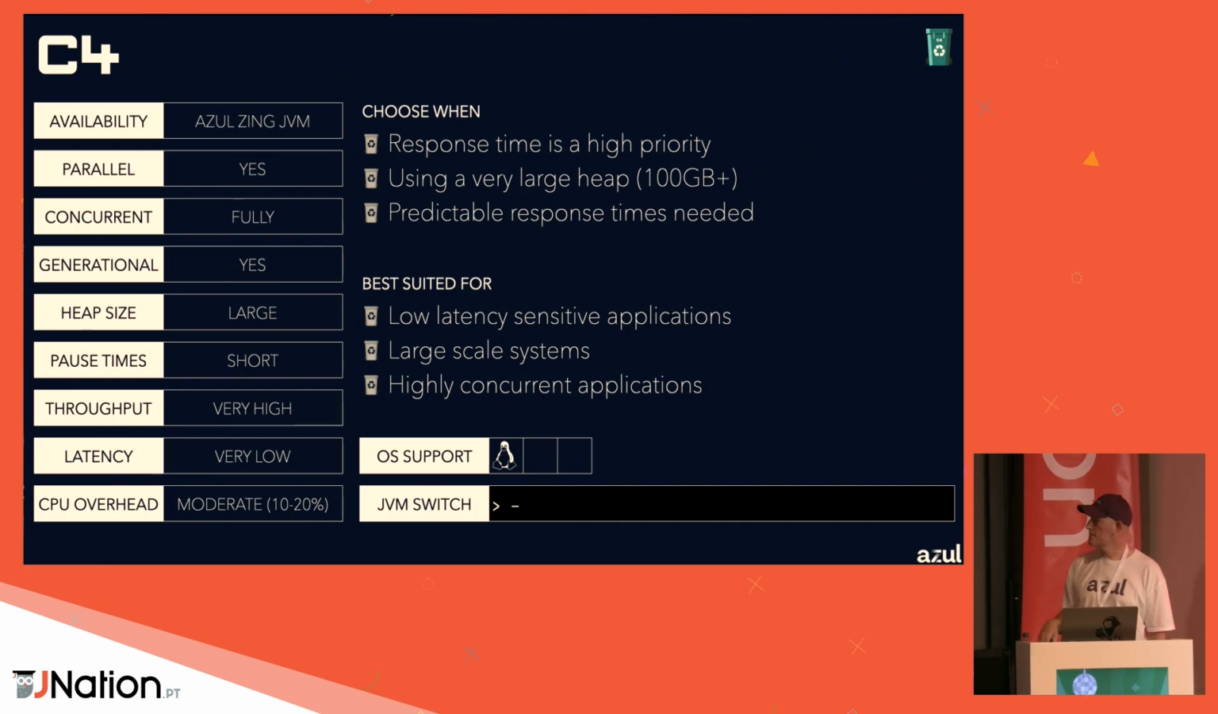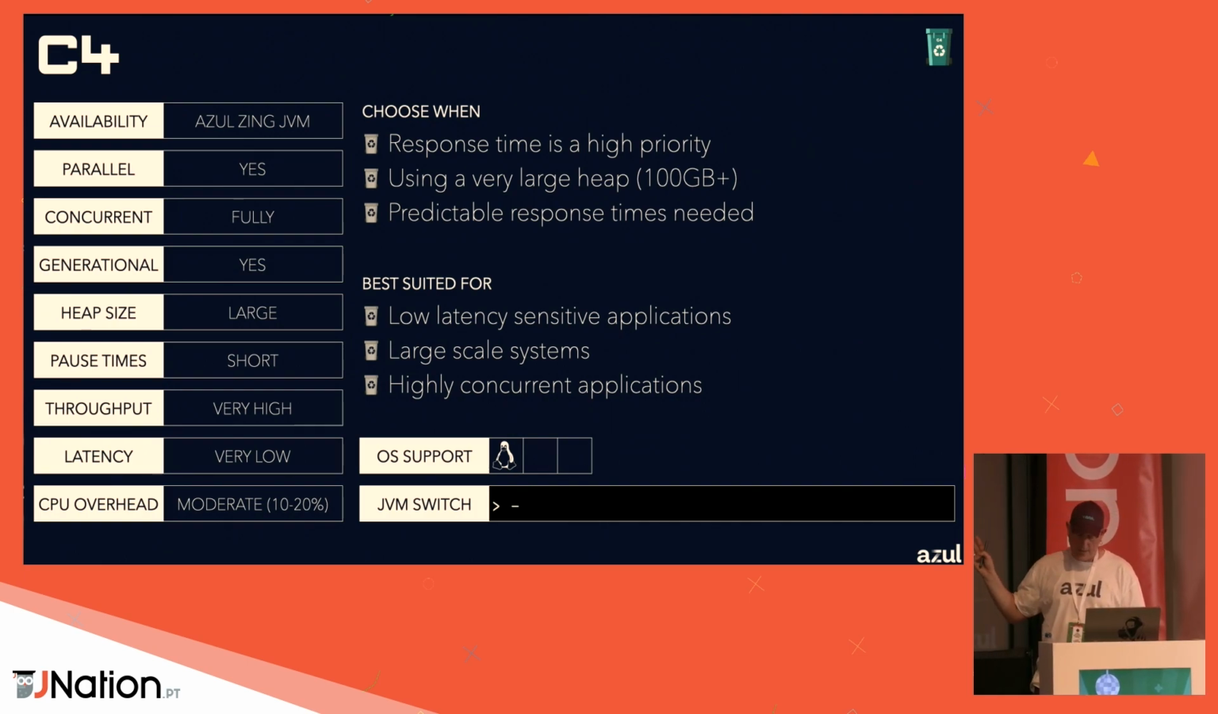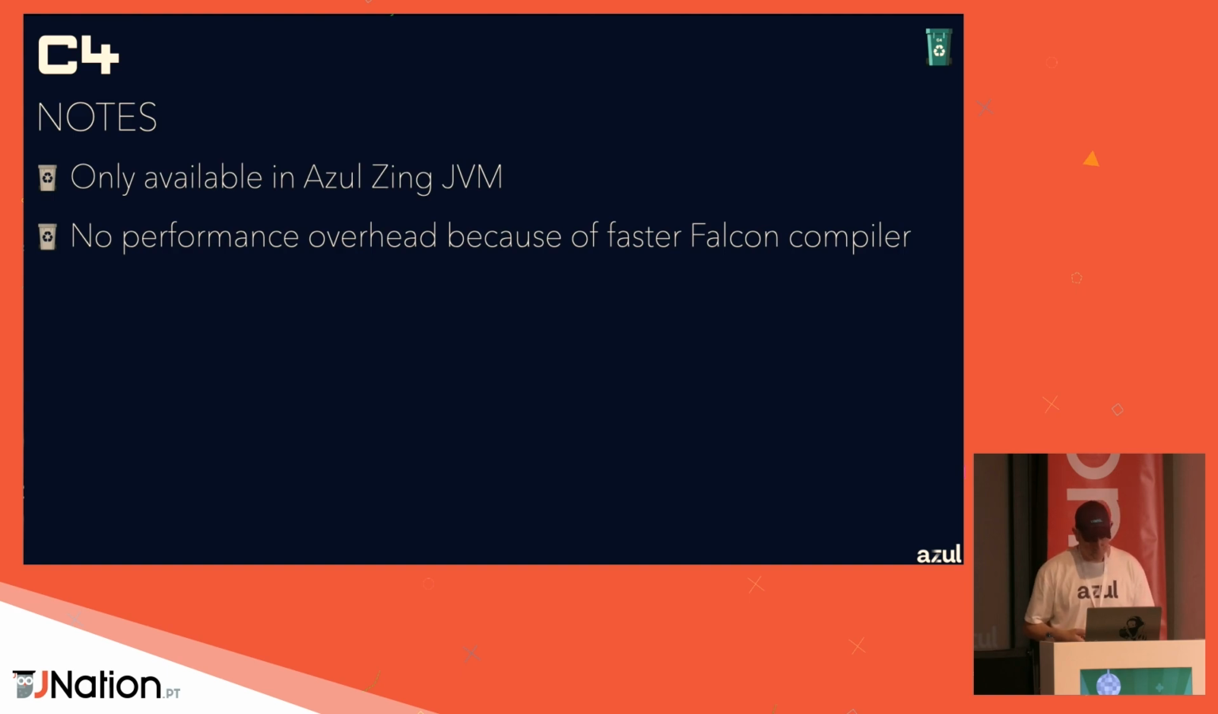It's for low latency systems, large-scale systems. We have, for example, one customer working in high-speed trading. They have a 21 terabyte heap. When I heard that the first time, I was like, what? How big is the machine? I mean, 21 terabyte, and this is only heap. You need more memory, right, for the operating system and so on. So this is only available in Azul Zing.